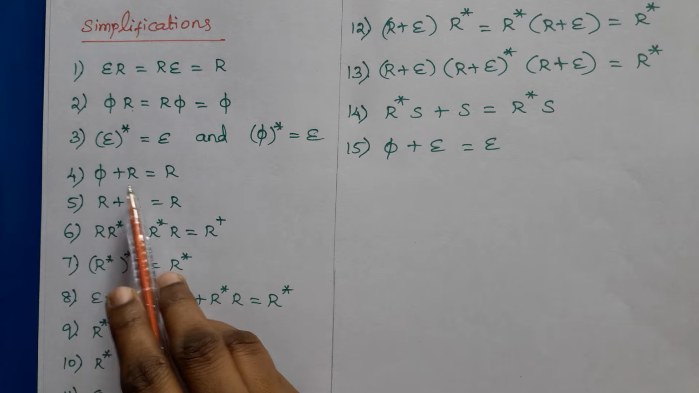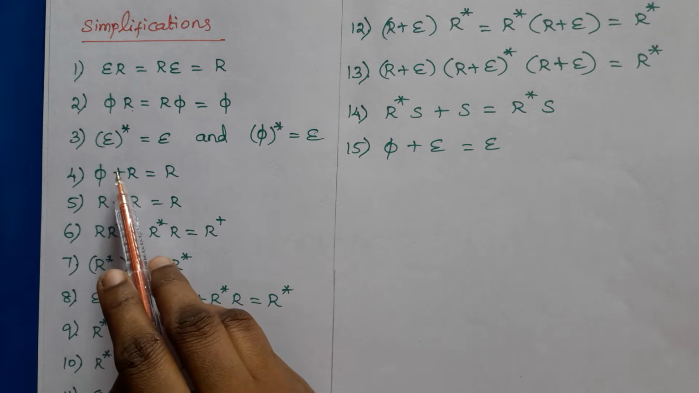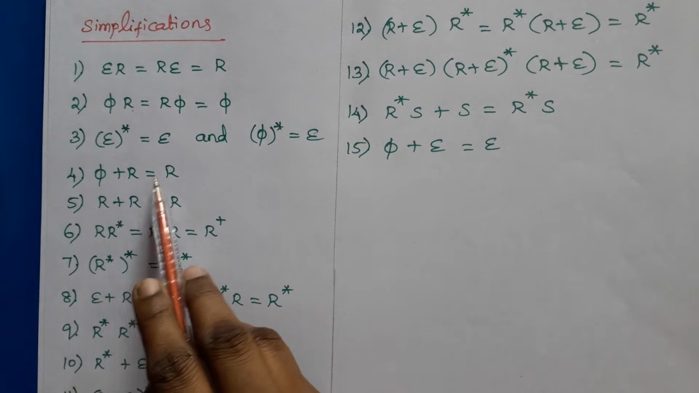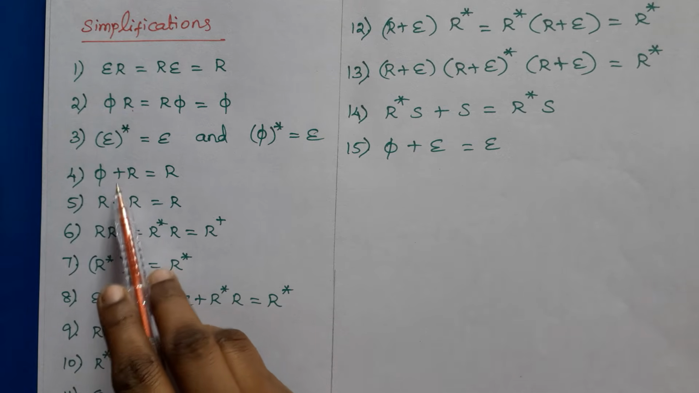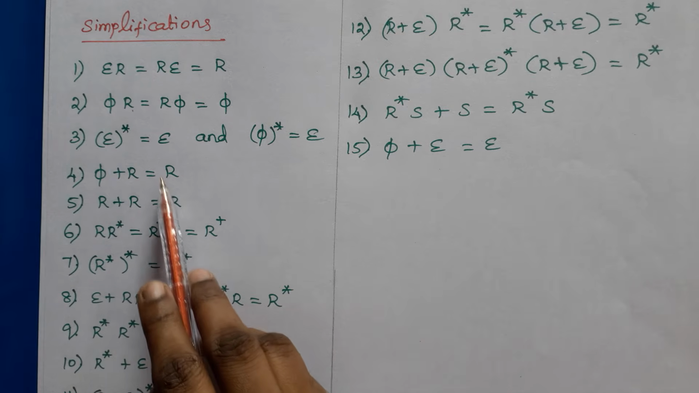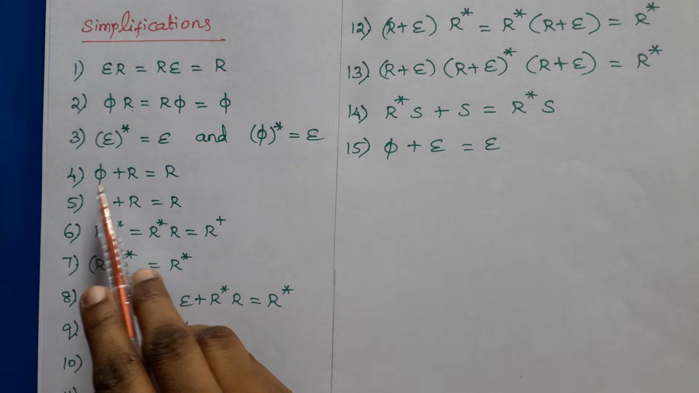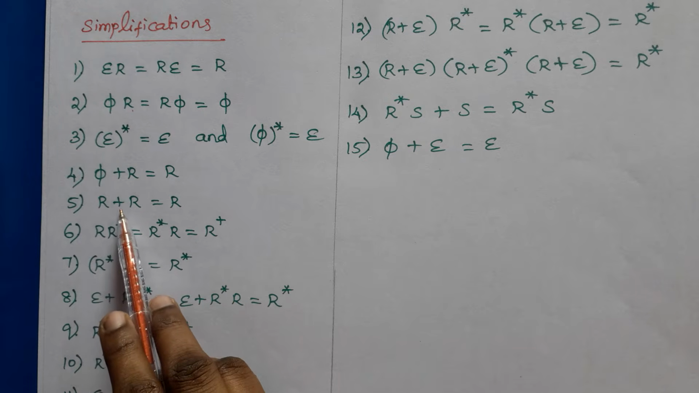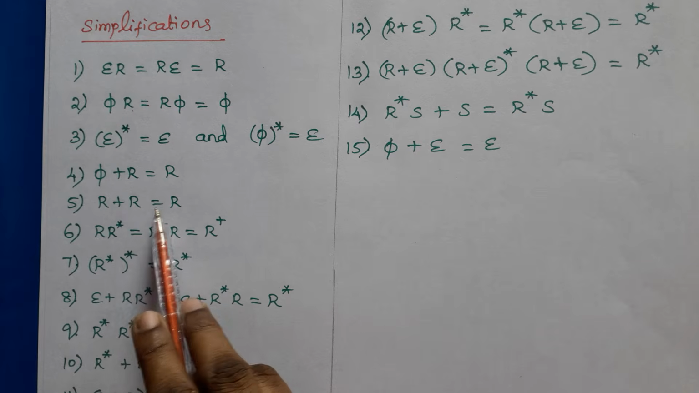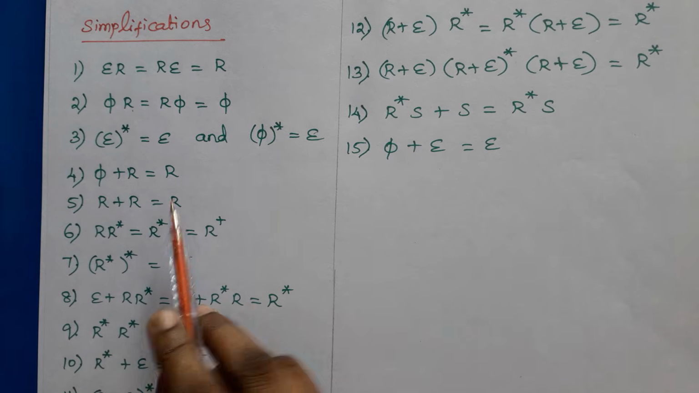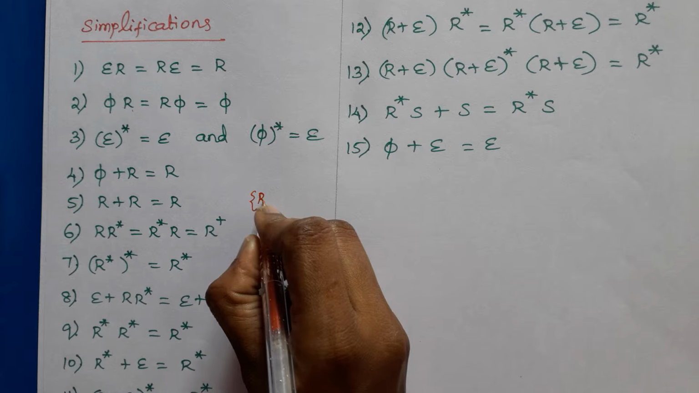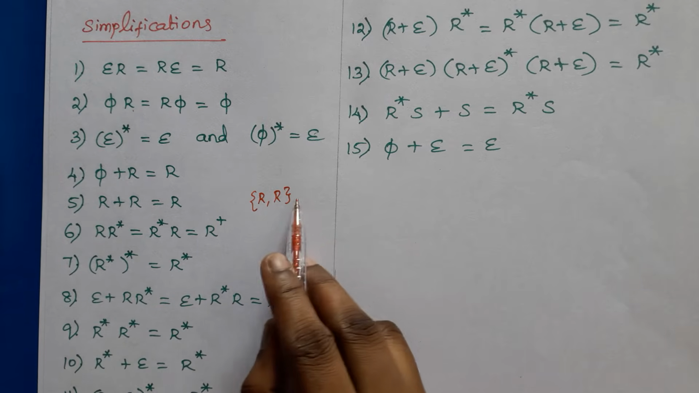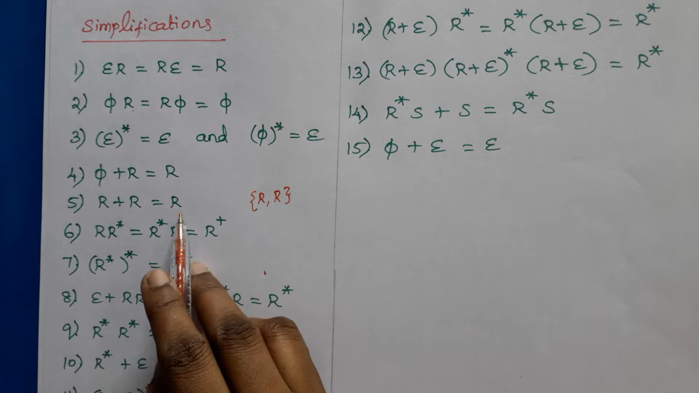Then phi plus r. Please remember, here plus represents the union operation. So phi plus r, the empty language union any regular expression, is equal to the regular expression. Also, a regular expression union the same regular expression gives only one regular expression. The meaning is either the regular expression or the other regular expression, so we can take only one. So r plus r is r.